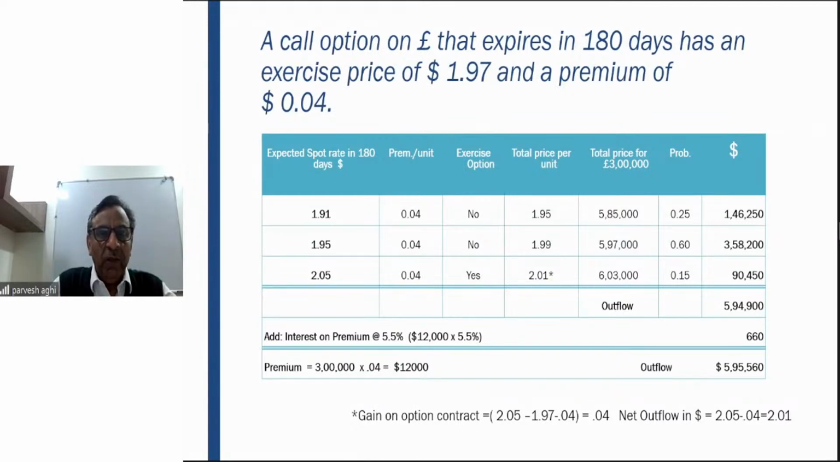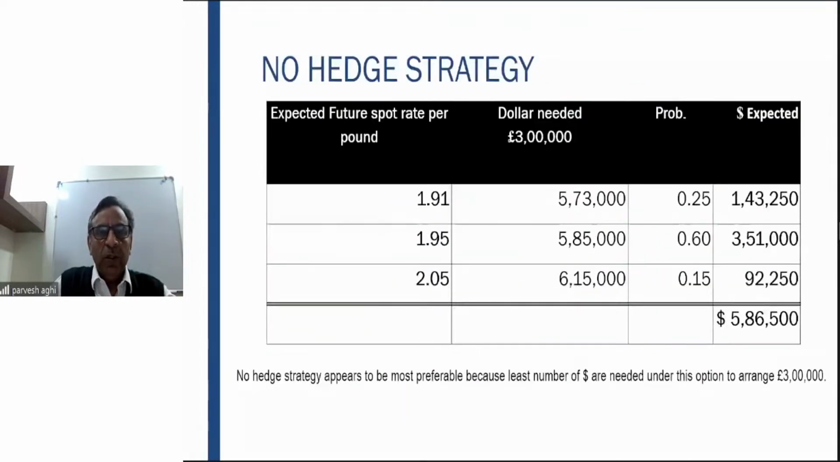So on that, we are going to add 5.5% interest for 180 days. So that comes to $660. So overall, the outflow will be 5,95,560. Okay. So if we divide this by the 3 lakh pounds, eventually they are actually paying $1.98 per pound.